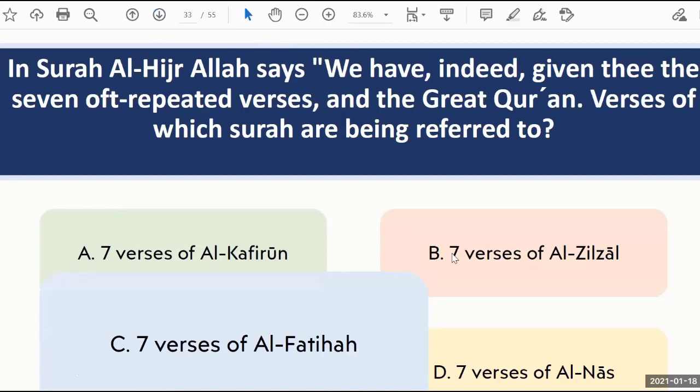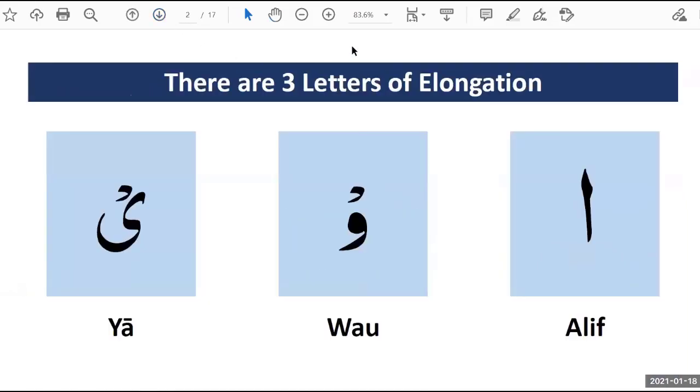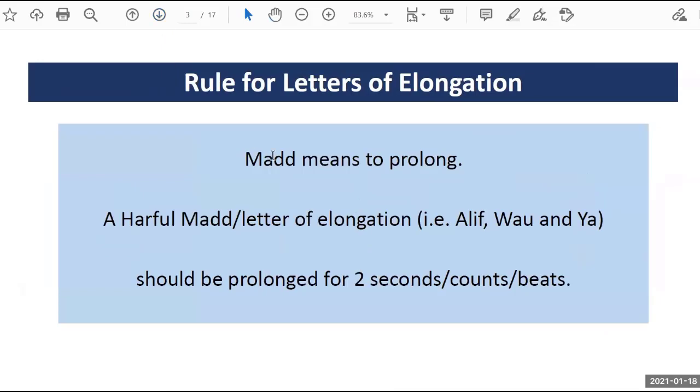Jazakallah. So now we are going to move on to today's lesson, and as I mentioned earlier, it is letters of elongation. To start off, it is very important to remember that there are 3 letters of elongation. They are also called huruf al-mad, and they are alif, waw sakin, and ya sakin. The term mad itself means to prolong, and therefore a huruf al-mad, or letter of elongation, which means alif madda, waw madda, or ya madda, should be prolonged for 2 seconds, counts or beats.